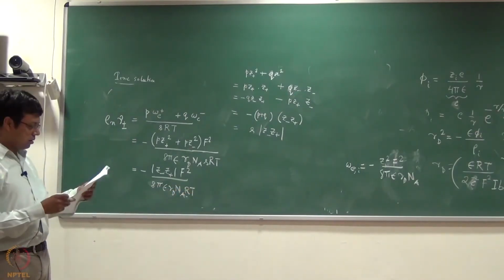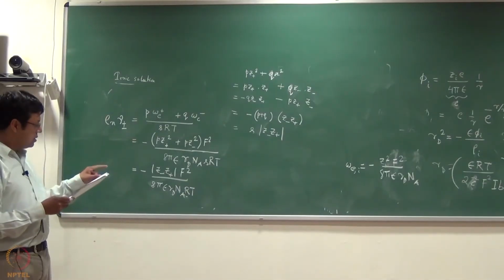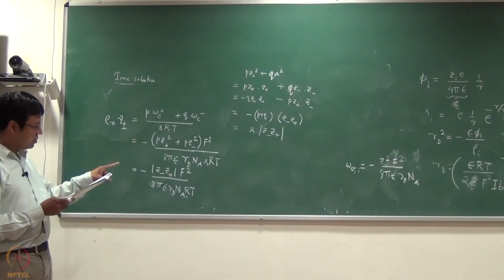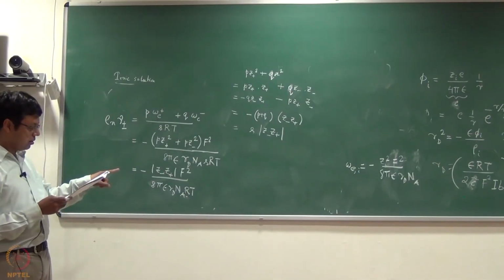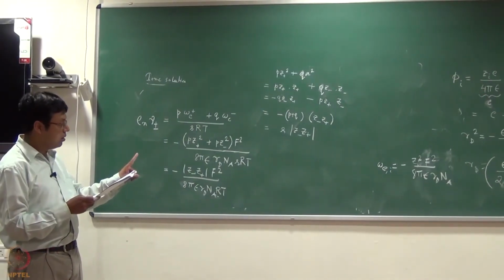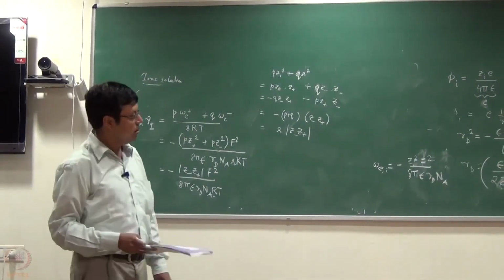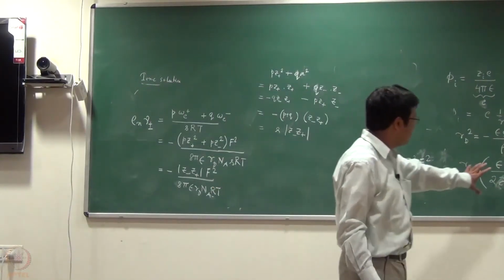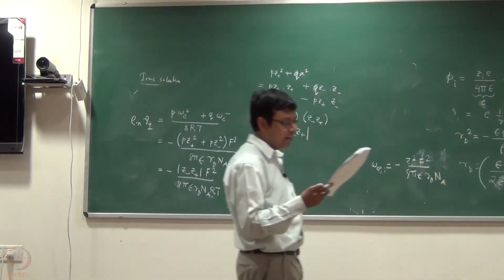Clear? Let me just check whether we have done it correctly. Is it plus Z minus F square by epsilon RT, RT? Fantastic. Now what is RD? RD is this big guy. Let us actually write it.